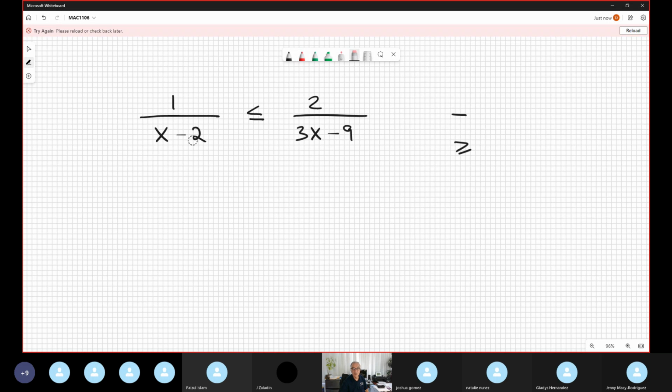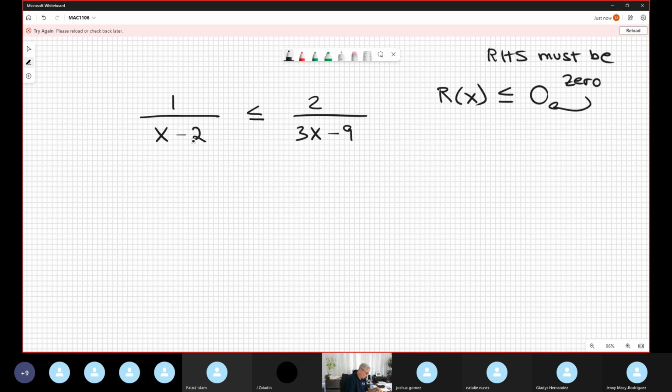To solve an inequality like that, you need to express the rational expression so that the right hand side must be 0. This is the key idea to start. So if you see somebody doing it differently, he has big trouble.